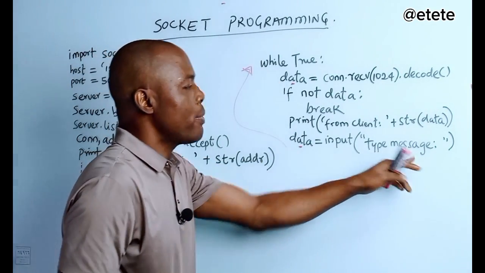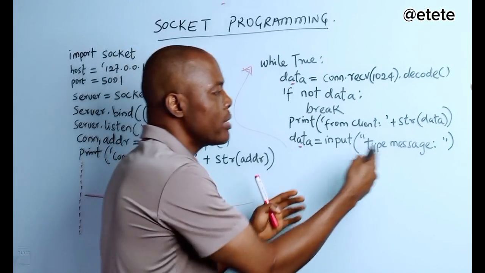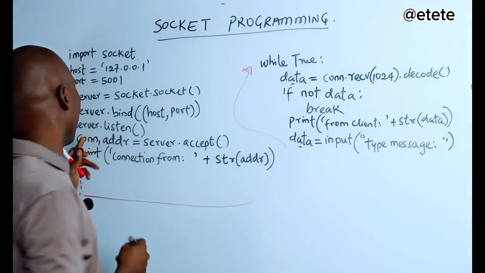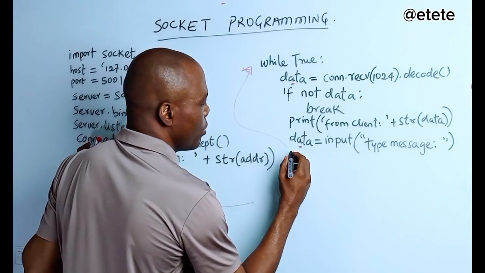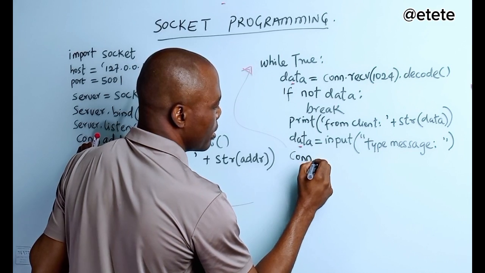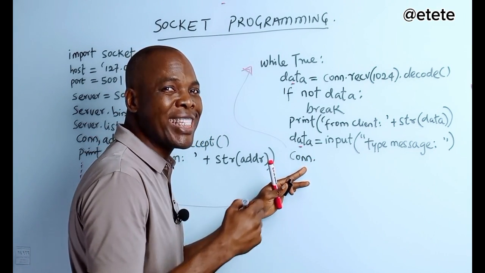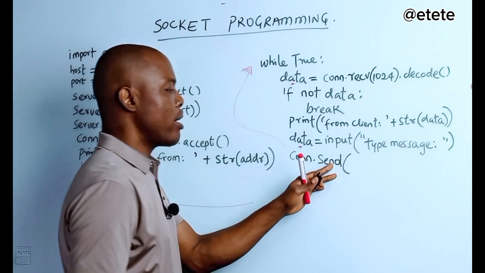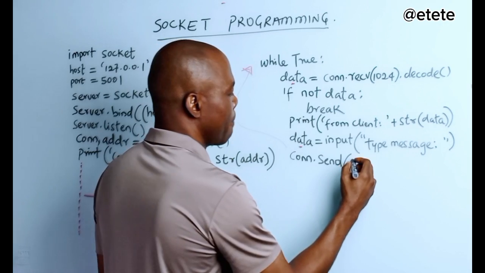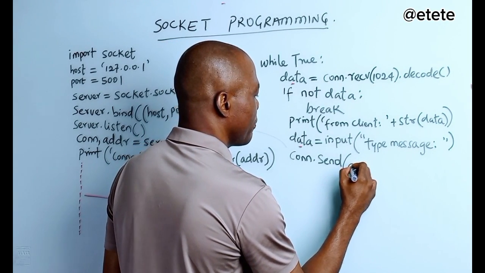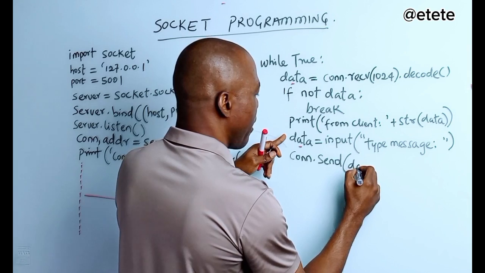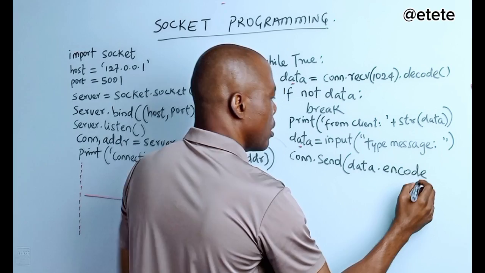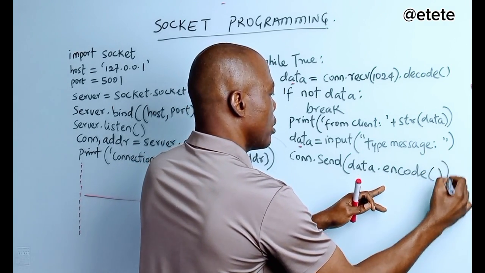Now, type message. So the moment the server types the response, that will go back to the client. That object, which is what? This connect object, right, will now be used. So connect will now call the send method. Connect.send will send data, which is what? This data, and then it will give it to the encode method for it to go.